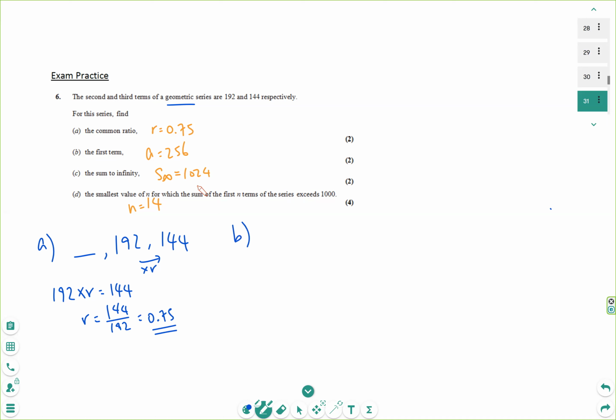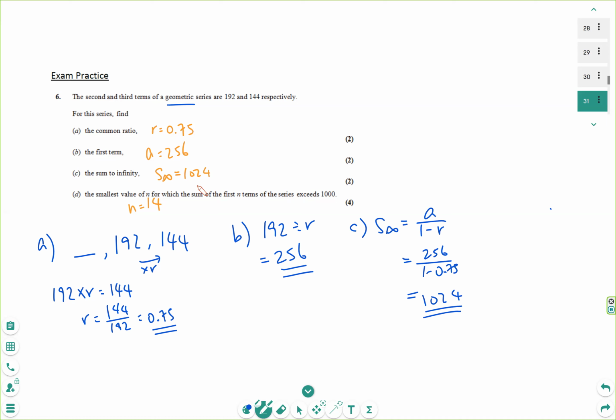Part B, find the first term. To find the first term, you can divide by R. So 192 divided by R equals 256. That's A. Part C, even simpler. Sum to infinity: A over 1 minus R. 256 over 1 minus 0.75, which is 1024.